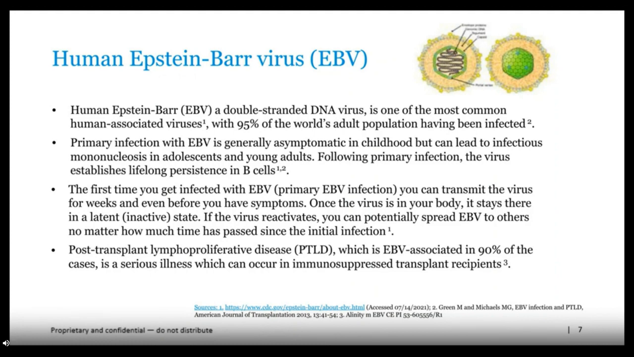So the main problem with EBV in transplant recipients is so-called post-transplant lymphoproliferative disease, PTLD for short. It's associated with EBV in 90% of cases and is a serious illness which can often occur in immunosuppressed transplant recipients. In fact, it's the most common malignancy that occurs in transplant recipients.